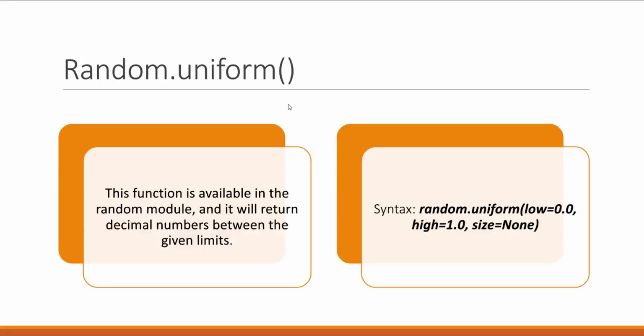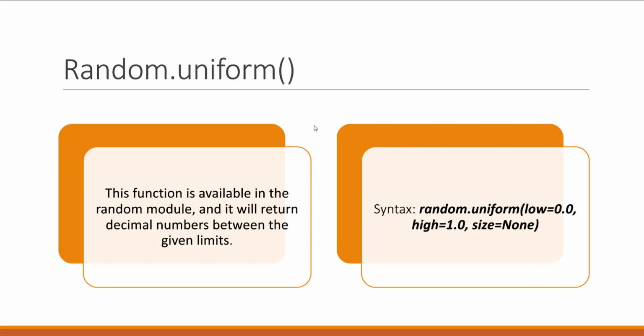After generating the random numbers by using randint, now we will discuss the random.uniform function. This function basically returns decimal numbers between the given limits, and those decimal values are drawn from the specified range between high and low. So here is the syntax of the random.uniform function, and within this function there are only three parameters.